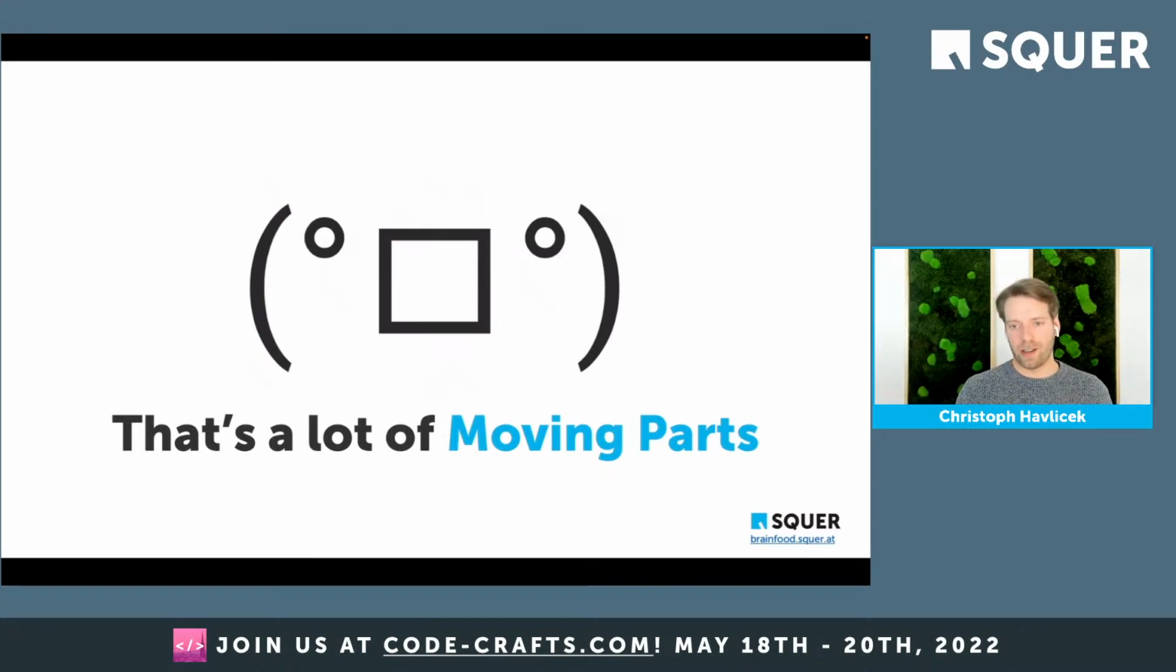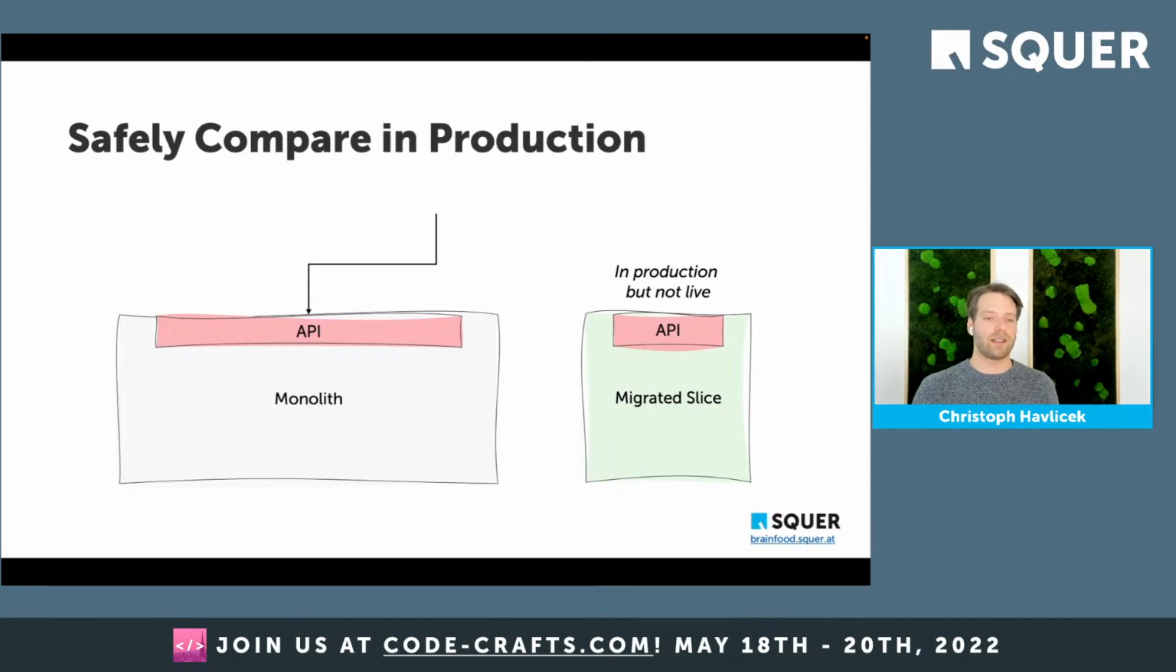So we migrate logic, we migrate the data, we have to touch a lot of things to actually get something out of our monolith. But the good thing is, both patterns don't change the original monolithic world. So the monolithic database and the monolithic logic have not been changed up until this point, which enables us to safely perform comparisons, even in production. So we have our migrated slice in production, but not live, so no traffic is received.